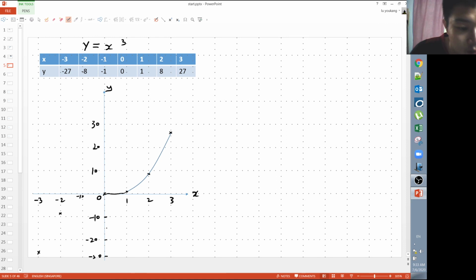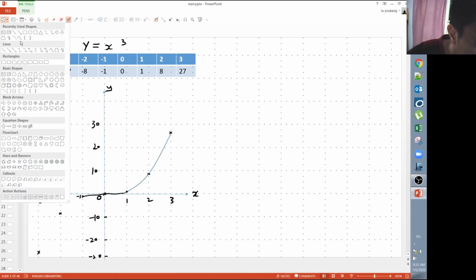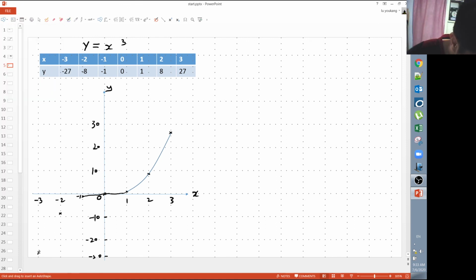Alright, and then now what I have is I need to link up the points for the negative portion of the x-axis. So let me link up this part. Alright, okay, so with this, I can actually start to use this, link up the rest. Okay, so this is your y is equal to your x to the power 3 function. Okay, and by the way, this is a cubic function.